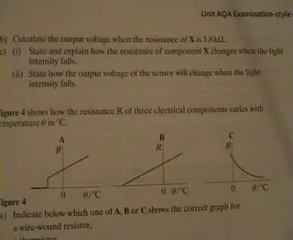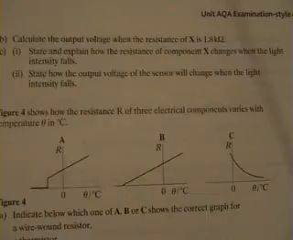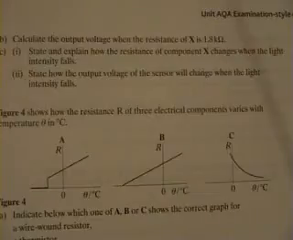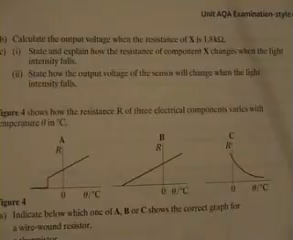And then for the final part, if you know how the resistance of X changes, you should be able to work out how the output voltage changes. And that just says state, so you don't need to give a reason. You're just showing your understanding of how potential dividers work by saying does it go up or does it go down or does it stay the same.